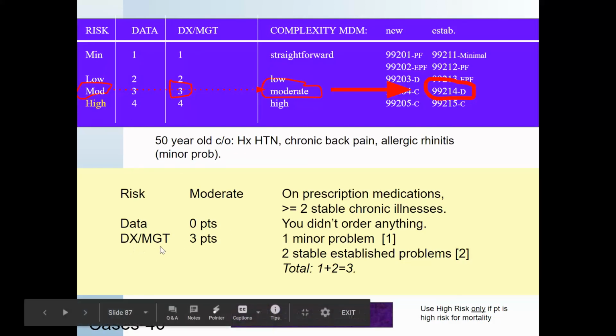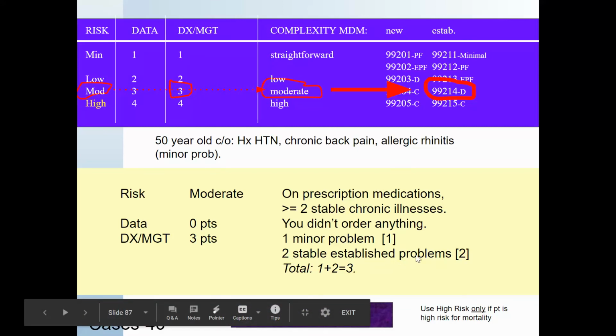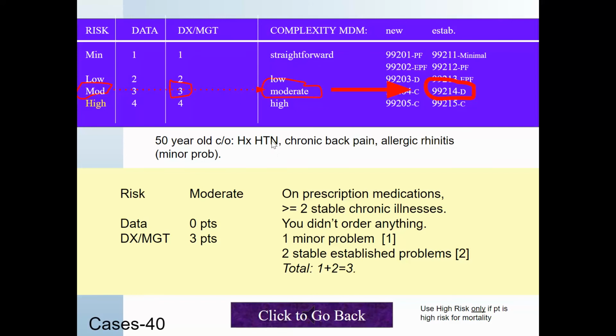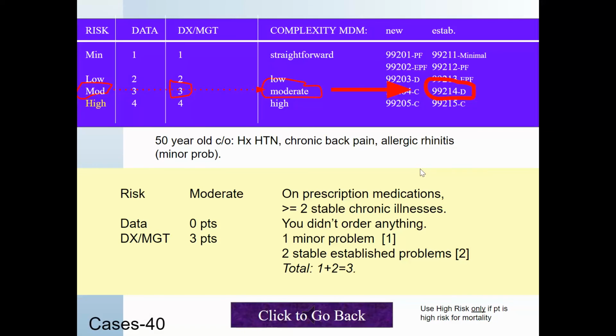Now for the diagnostic management section, we've got 2 stable established problems. We've got this hypertension and this chronic back pain, which seem to be holding their own today. They're doing okay. We get 2 problems for that. And this allergic rhinitis, minor problem, we'll give ourselves a point for that. We got 3. So moderate plus a level 3 here. Again, we get a 99214 for an established patient.